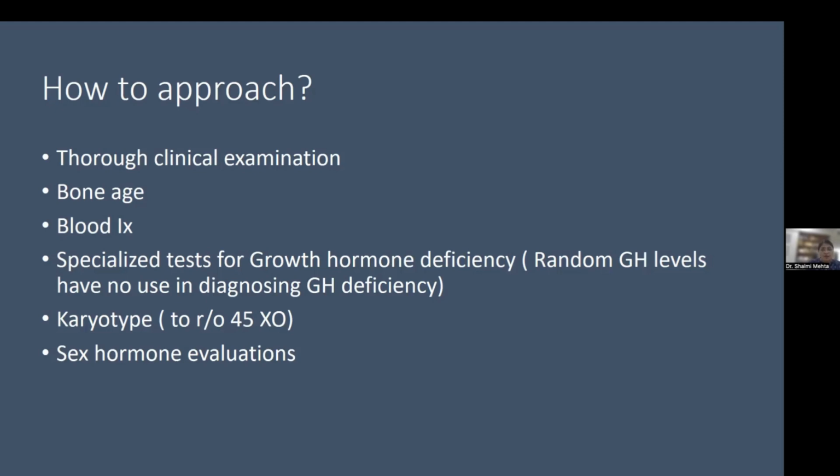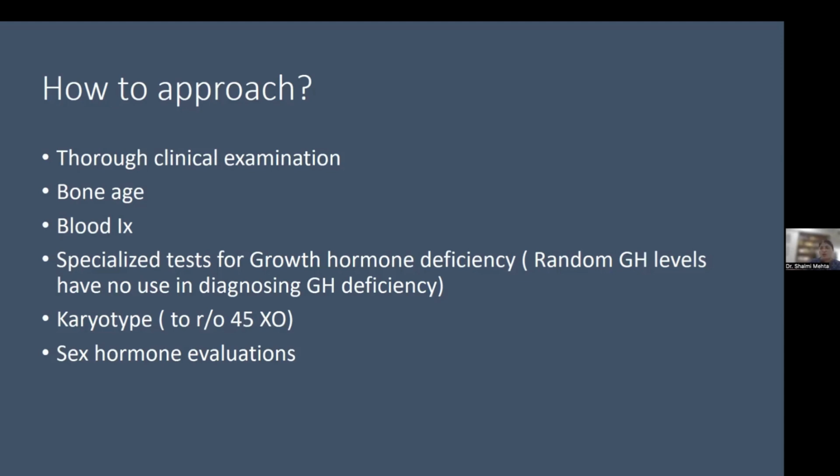We would do this X-ray of the left hand for the bone age, and certain blood investigations, more importantly, to rule out the other causes, right? The kidneys are working fine, the liver is working fine, the thyroid gland is working fine, before we go for the specialized test for growth hormone deficiency. Remember, if you go to a lab and say, my child is short, please get, somebody has read on Google, they'll just say, please do the growth hormone levels. They are of no use in diagnosing growth hormone deficiency. We need to do those specialized stimulation tests.